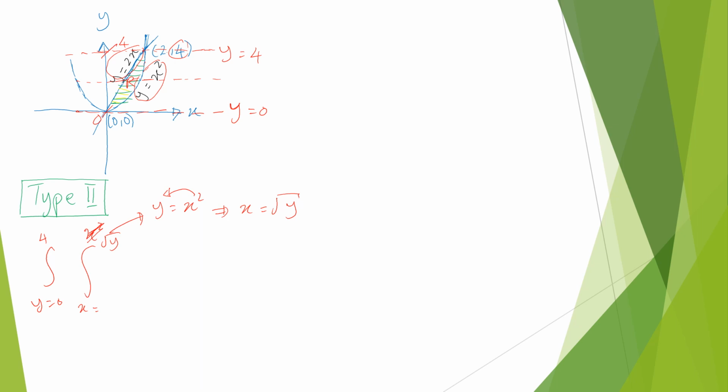On the left is y equals 2x. This is the right, this is the left. The left function is y equals 2x, so you also have to change the subject so that x equals y over 2. So here will be x equals y over 2.